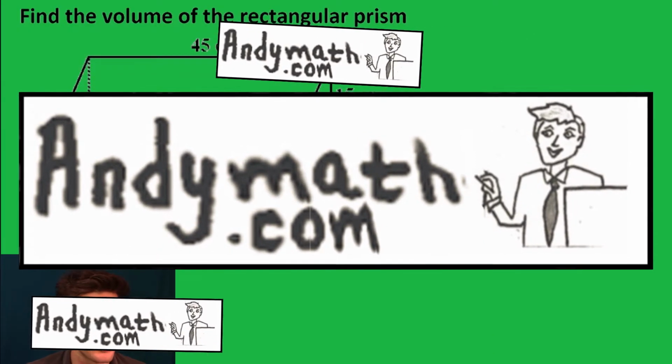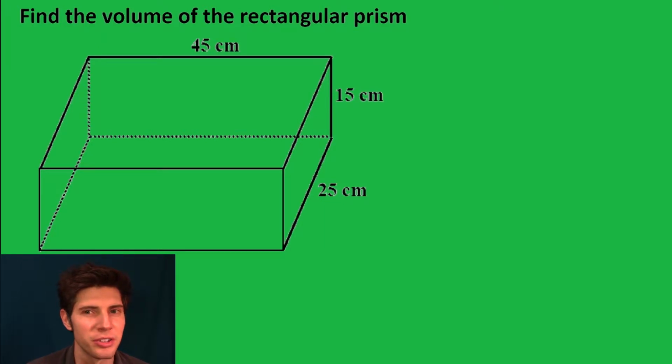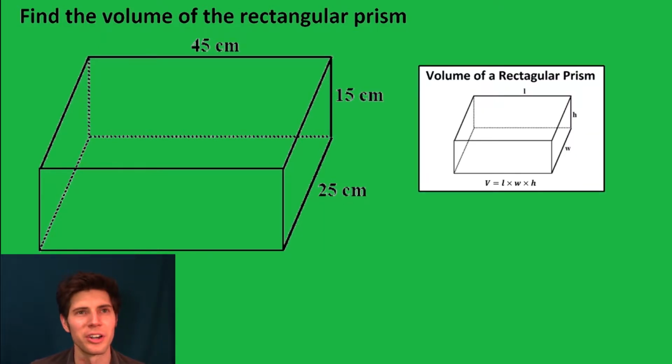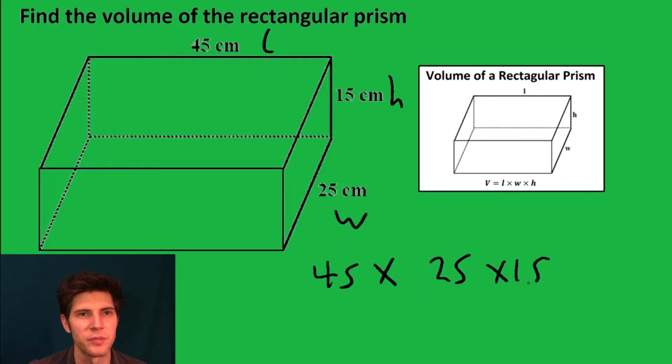Andy Math. Find the volume of the rectangular prism. So these are the notes for the volume of a rectangular prism. It's going to be length times width times height. So the length is this guy right here. The height is this guy, and this one is the width. So we're just going to multiply these three numbers: 45 times 25 times 15.